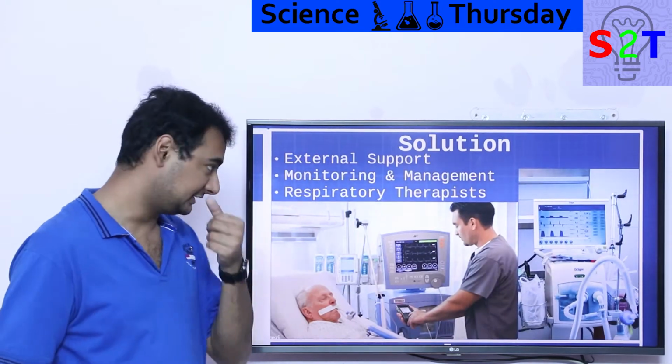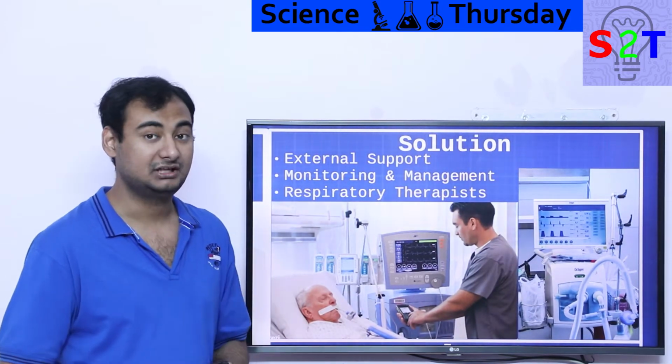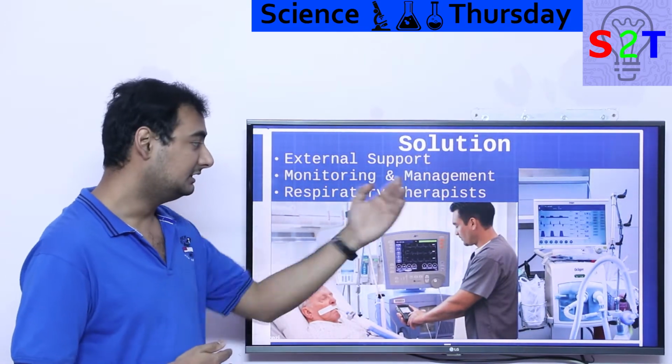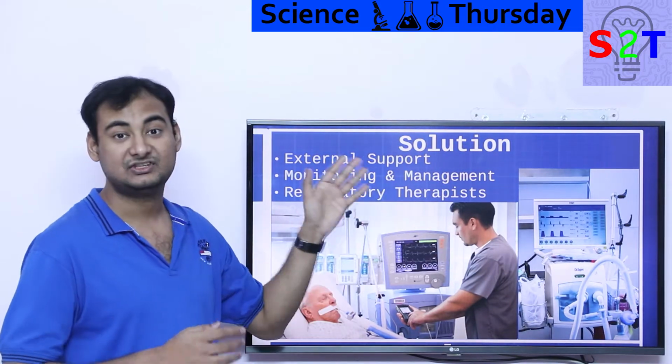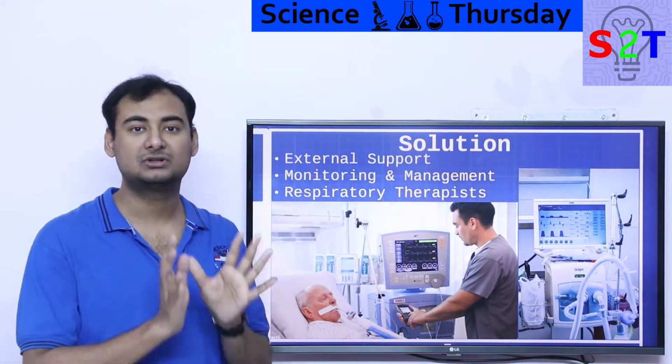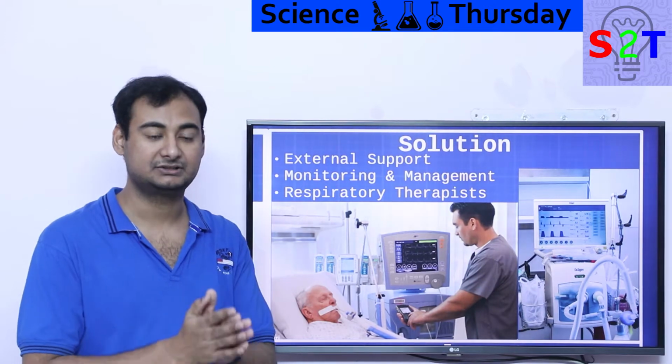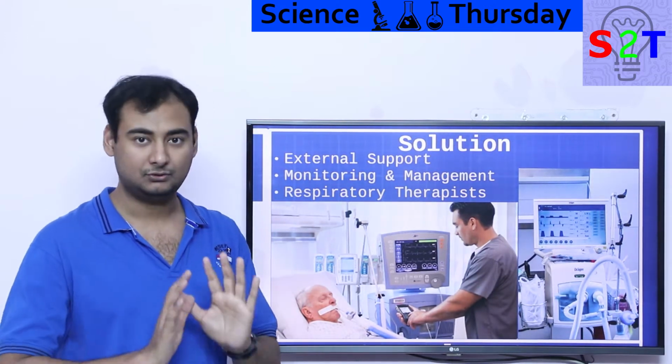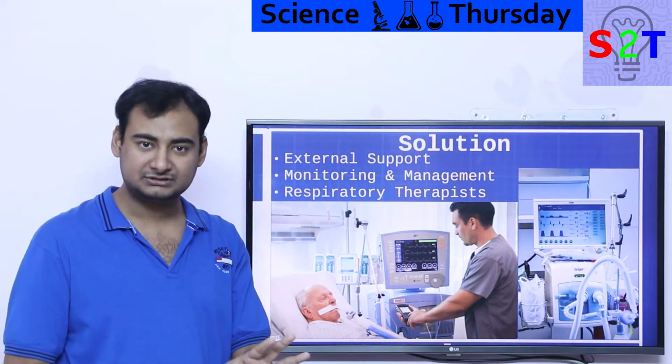Then we come to the solution aspect. Now, because we cannot just replace alveoli, we created a machine known as a ventilator. So what it is is external support. We're gonna support the workings of the alveoli. Alveoli is like, dude, I need oxygen in it. We are like, okay, we got this.